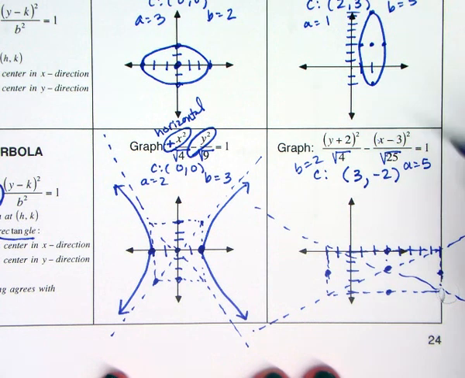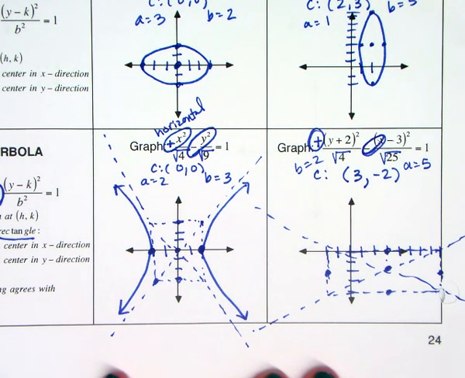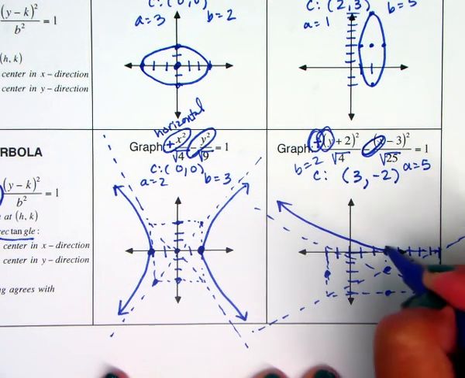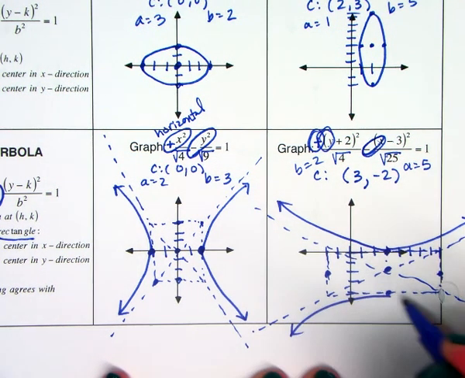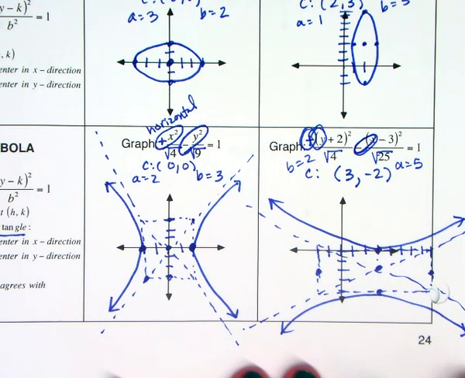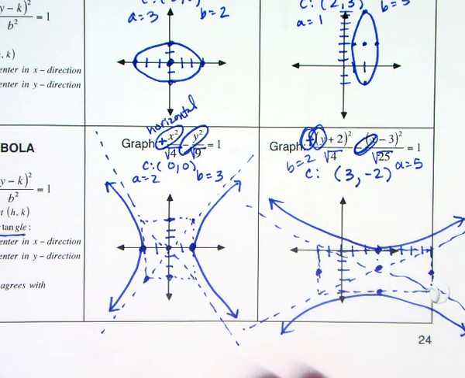And then in this case, the y is the one that's positive. This negative goes with the x. So y is positive, meaning this one's going to go up and down. And those asymptotes really should be your guide as to how wide your hyperbola is or how narrow it is. So use the asymptotes, go all the way to your asymptotes for your graphs.